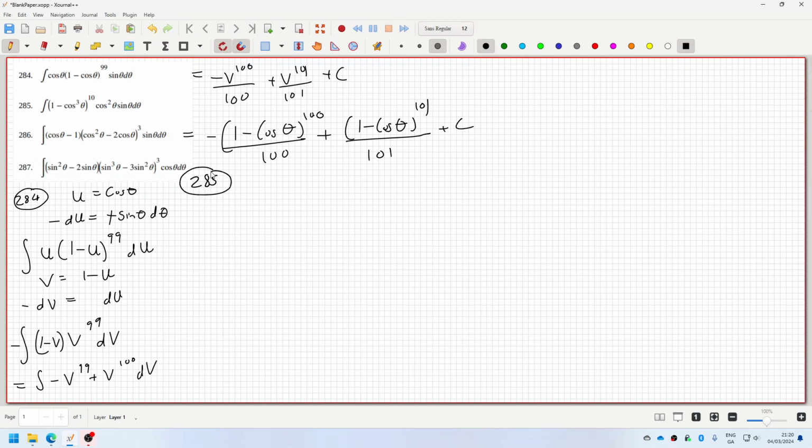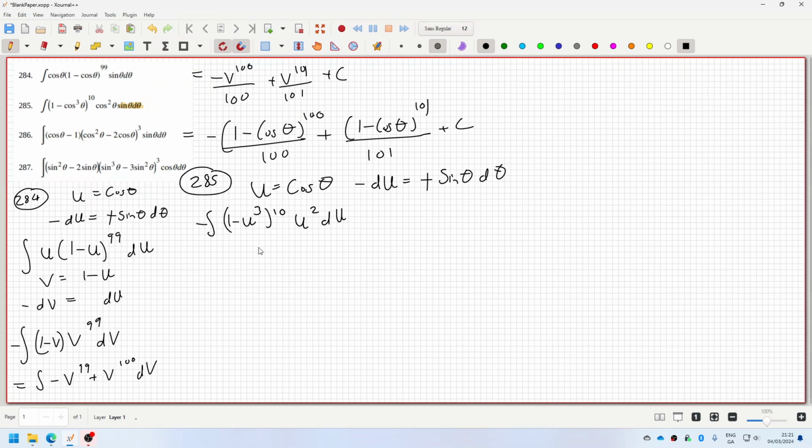What substitution to use now? Well, again, I'm going to go with u equals cos theta, because then you'll get du d theta equals minus sine theta. So minus du would equal sine theta d theta. So then the integration becomes 1 minus u cubed power 10 u squared minus du.